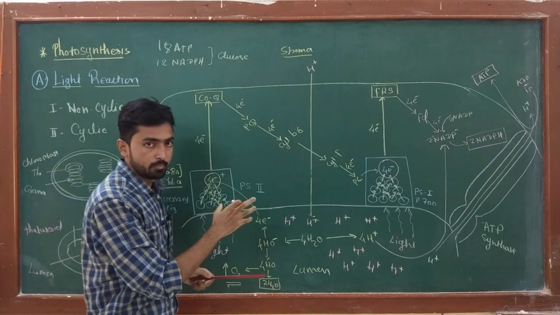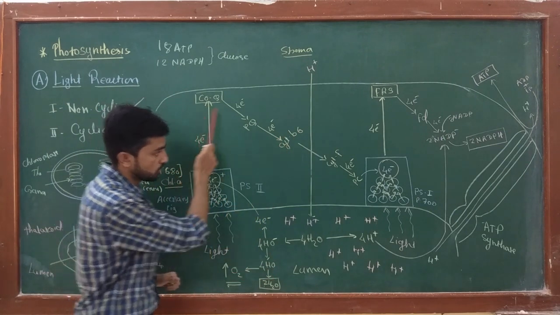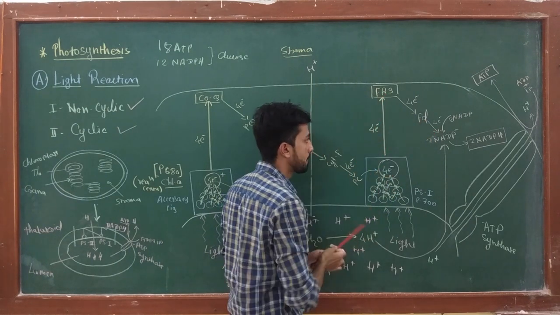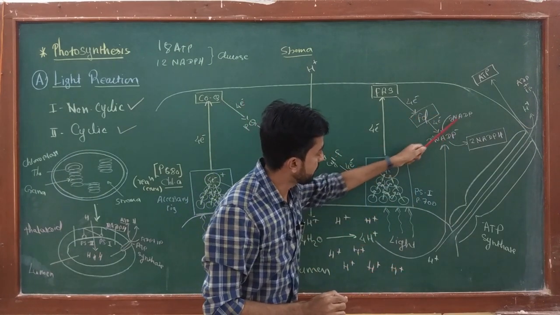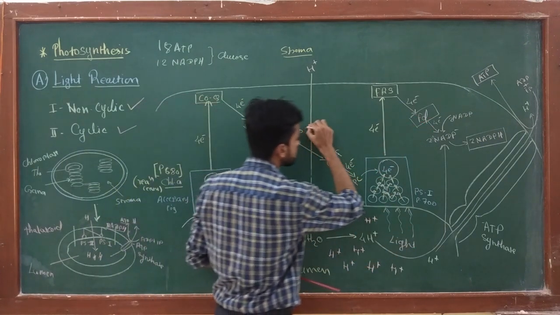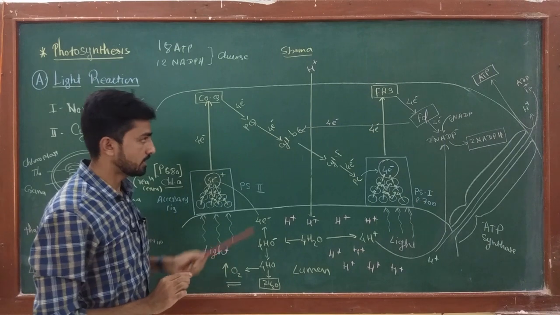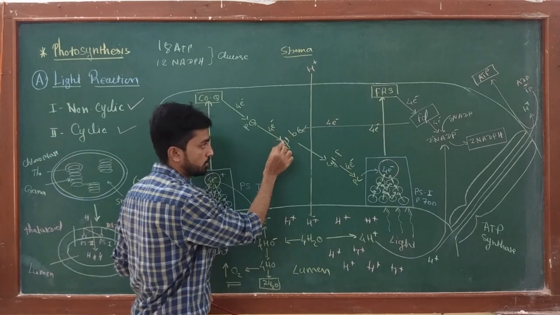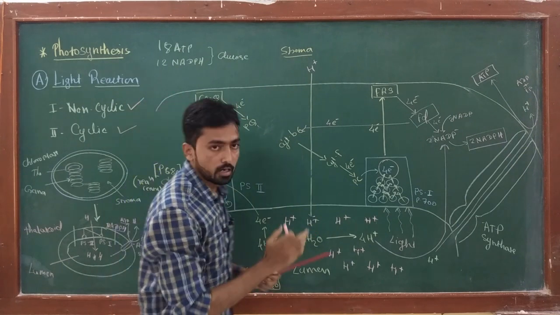To understand the cyclic flow, you just have to see this diagram carefully. When an electron from photosystem 2 is transferred to photosystem 1 and from photosystem 1 to ferredoxin, instead of going towards NADP, this electron comes back to cytochrome b6. So if you want to understand the cyclic reaction, just make one arrow from ferredoxin to cytochrome b6, and now you can understand cyclic flow.